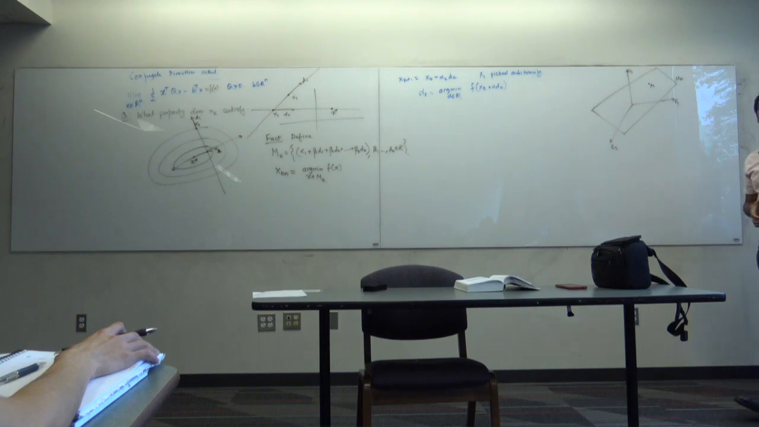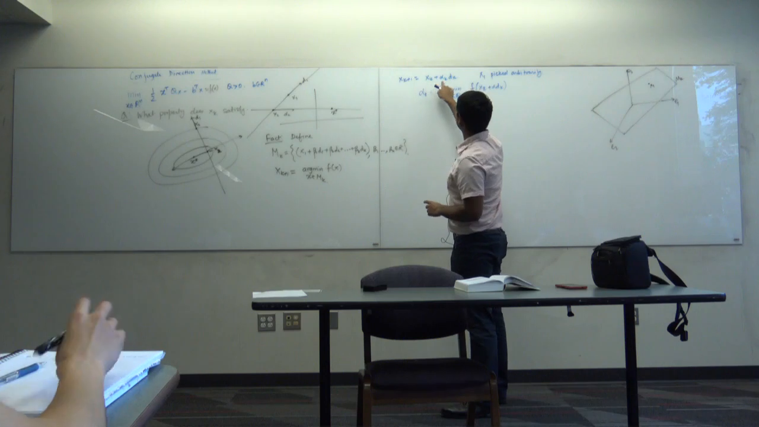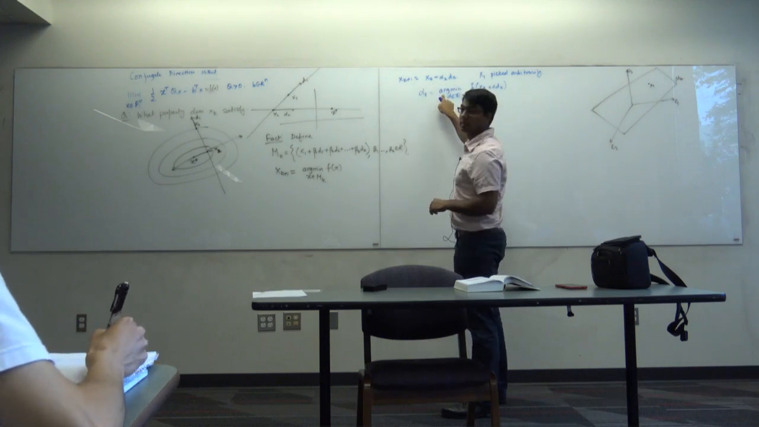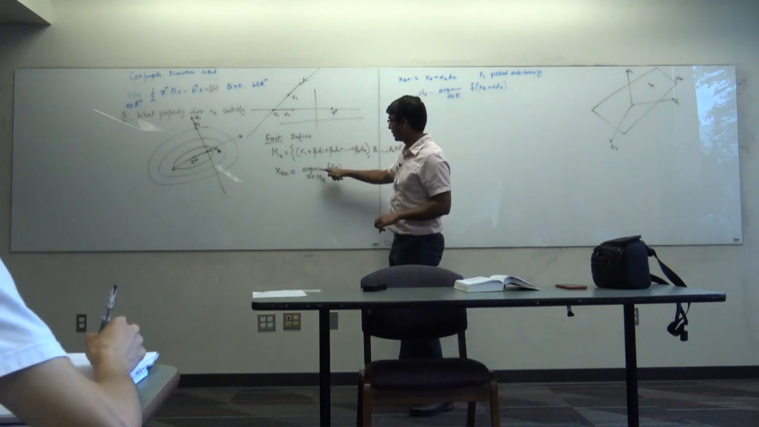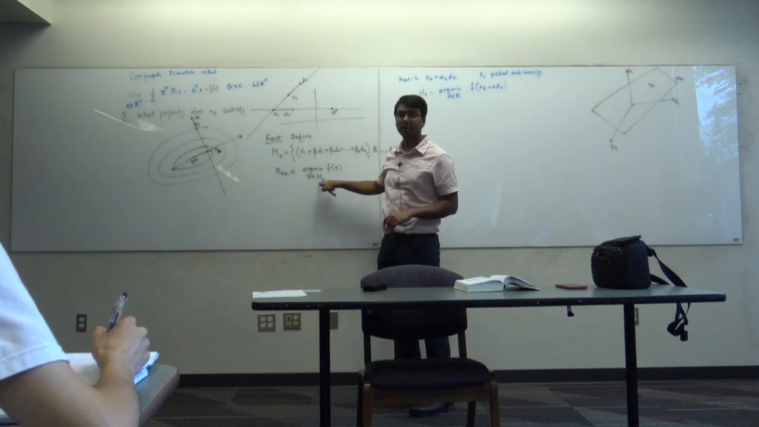You said x_{k+1} is x_k plus alpha_k d_k, with alpha_k chosen so that the function is minimized? Yes. And so that's why we say that it's the minimum. Right. So that's why it's the minimum of the function restricted to this particular hyperplane.